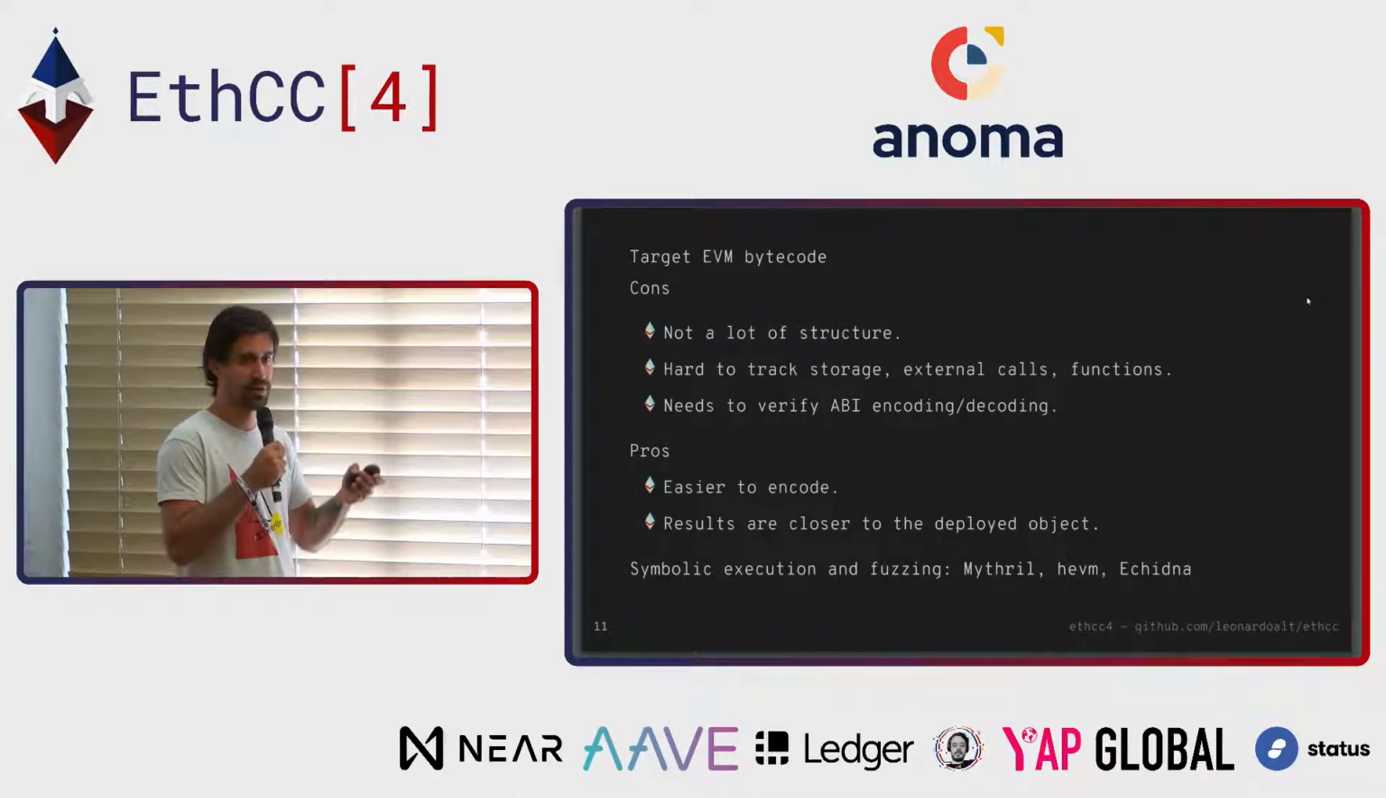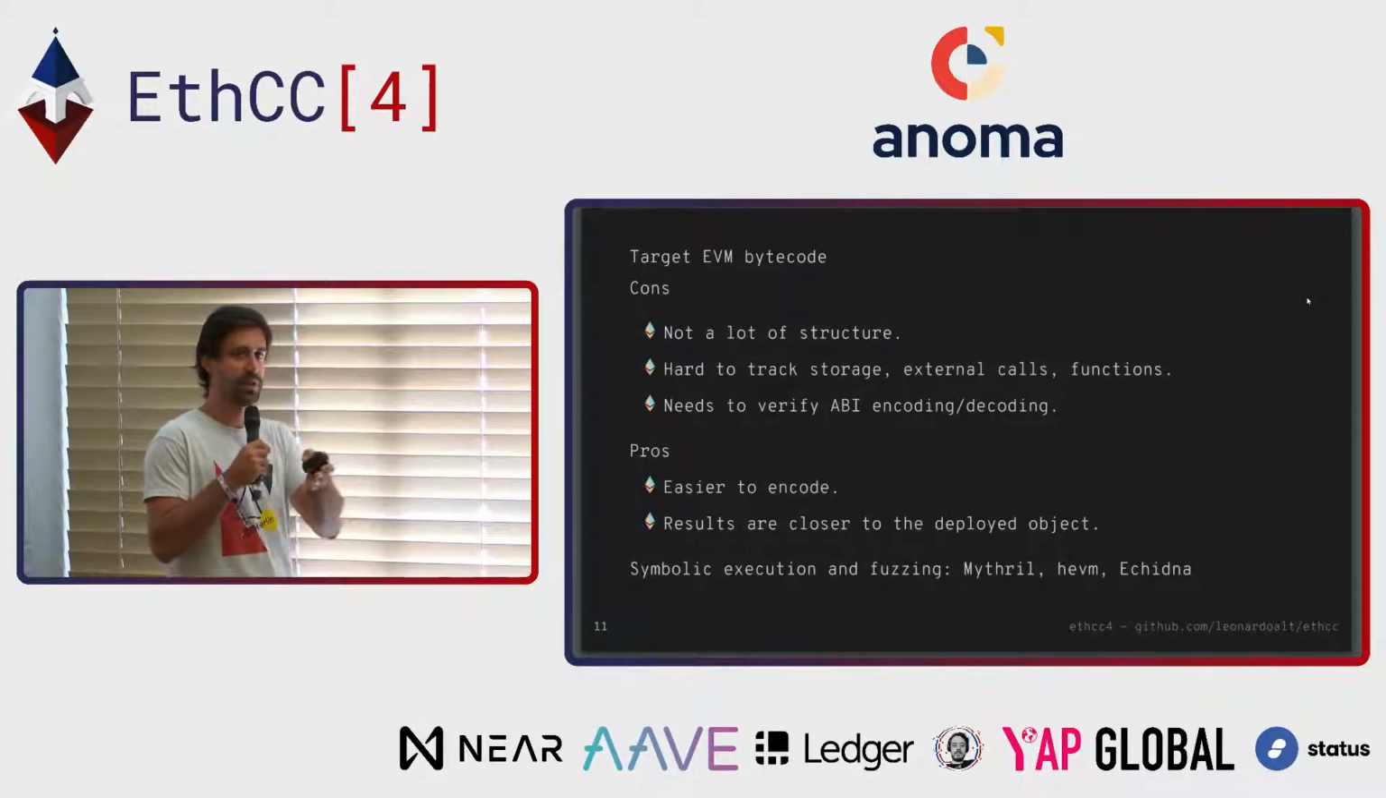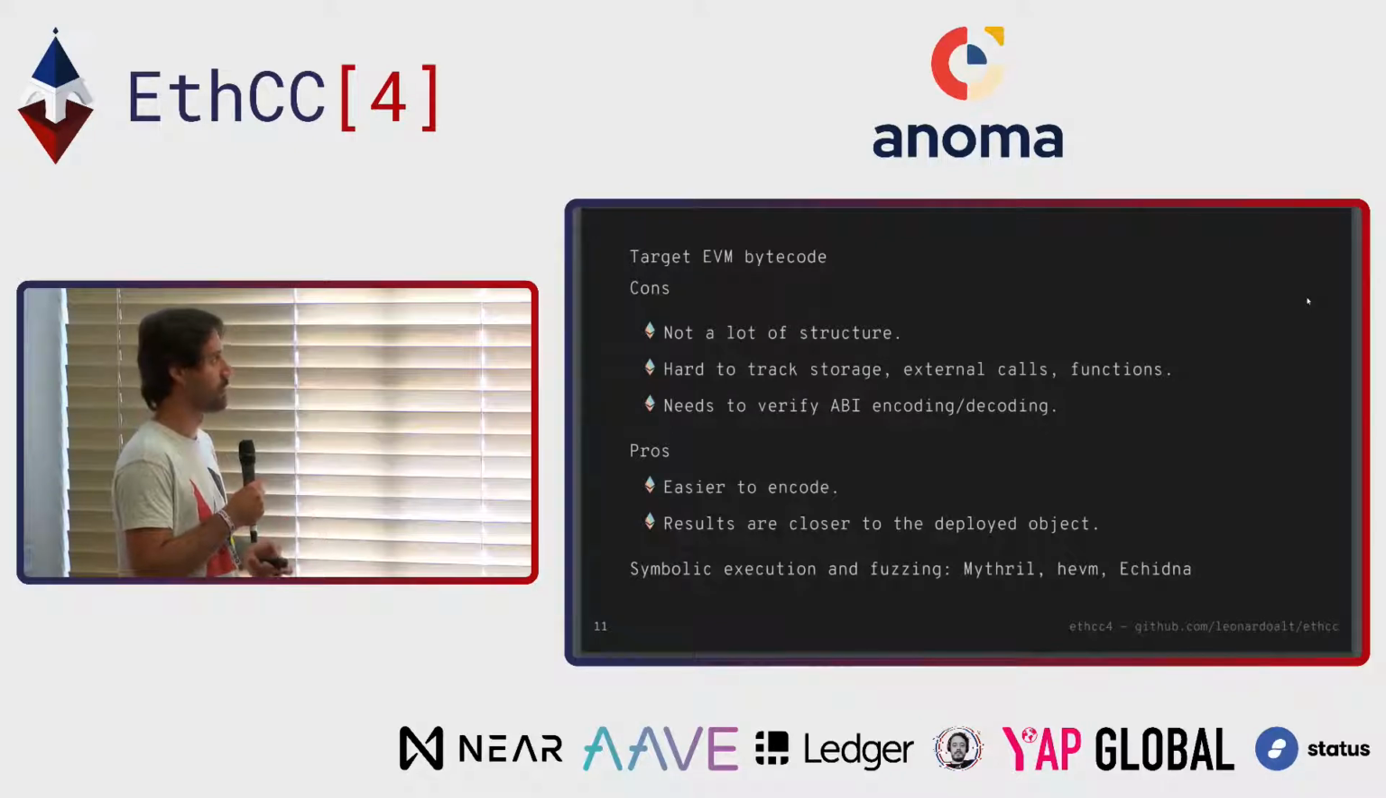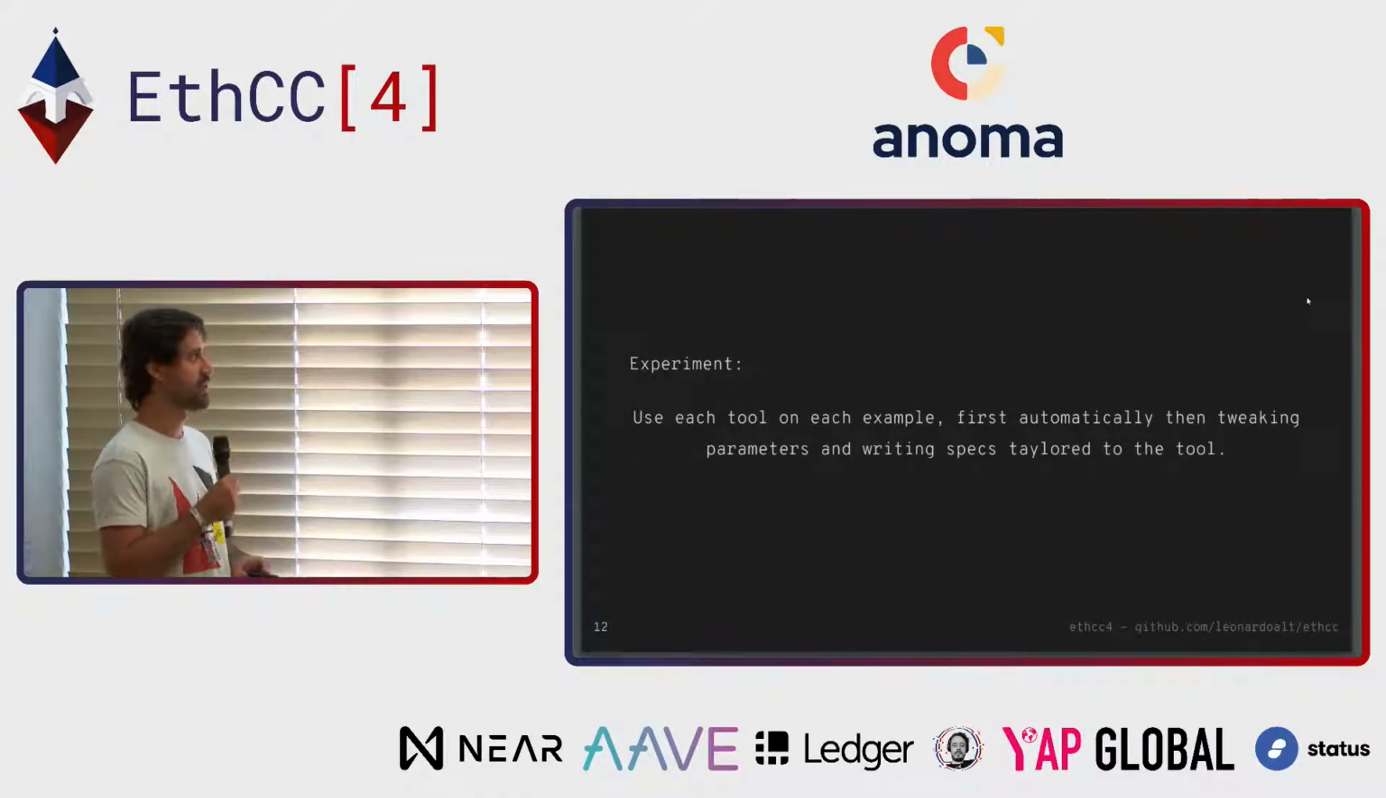So when you start a function, you assume that the call data is going to be translated correctly into the types in the signature of the function. You don't have to deal with that at all, so it's a lot easier. So the experiment is to use each tool in each example.